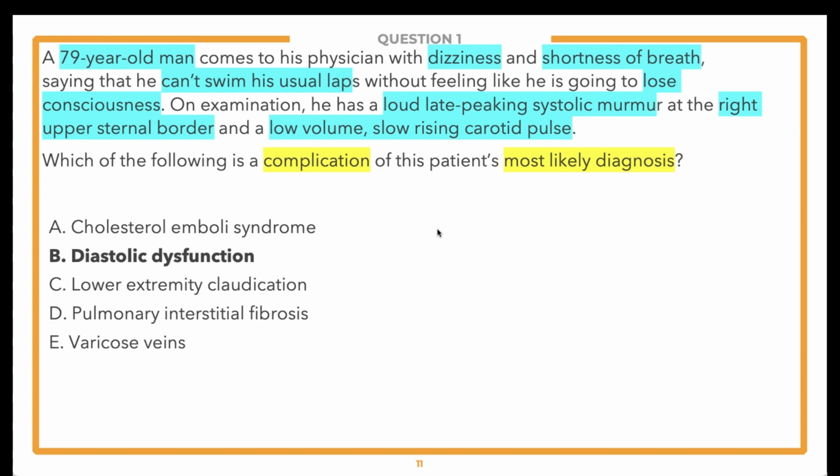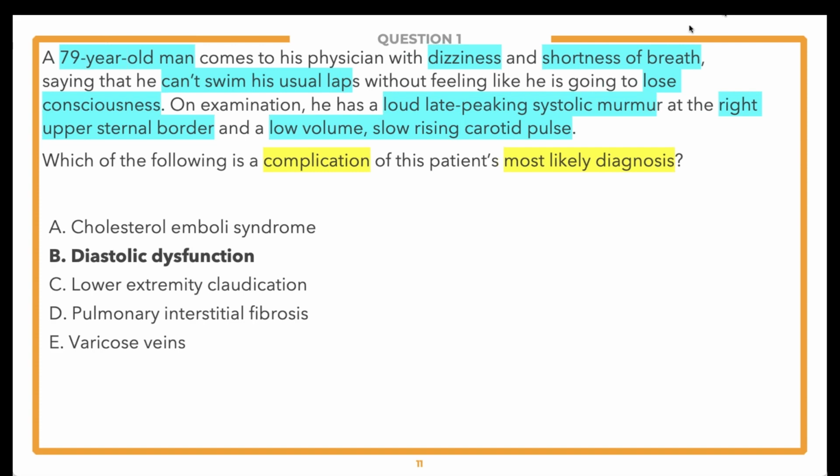Cholesterol emboli syndrome, that'll happen usually after a procedure, like an angiography or something of that nature that'll kind of dislodge a plaque and let that embolus go elsewhere, but it's not going to lead to that type of murmur and the slow rising carotid pulse. I mean, those clues right there are textbook clues for aortic stenosis. So hopefully, we all have a better understanding of this, and let's move on now to question number 2.